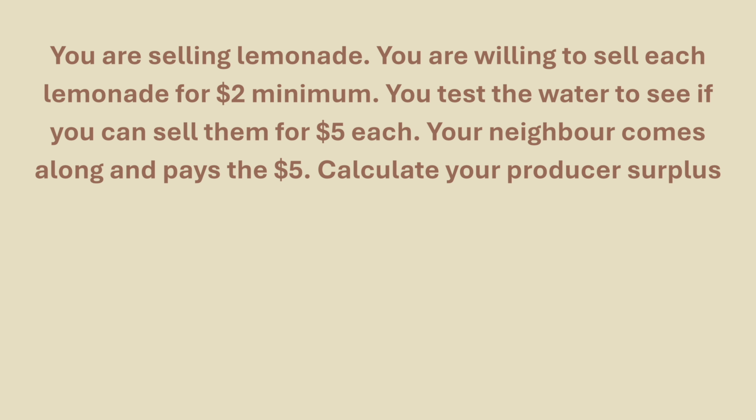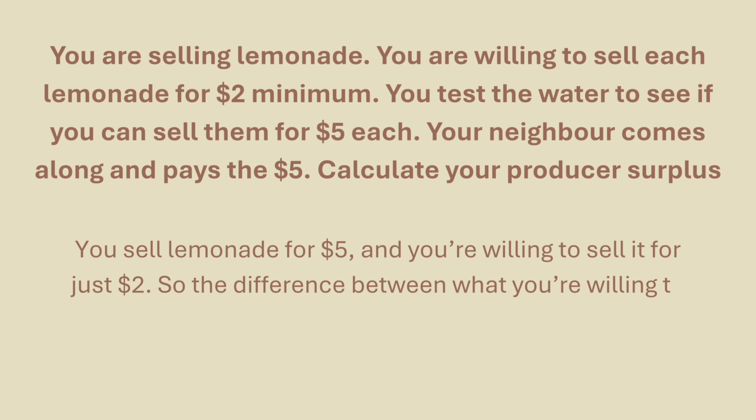Suppose you are selling lemonades. You are willing to sell each lemonade for $2 minimum. You test the water to see if you can actually sell them for $5 each. Your neighbour comes along and pays the $5. Calculate your producer surplus. You sell the lemonade for $5 and you're willing to sell it for just $2, so the difference between what you're willing to sell for and actually sell for is $3.